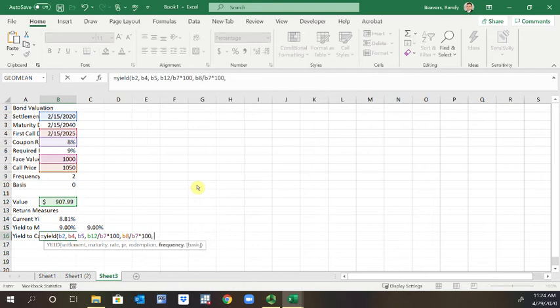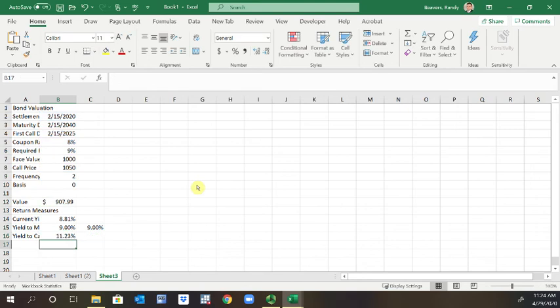So you can see how that changes because of the call price that you actually receive instead of the 1,000. Frequency is B9, still annual, and then B10 is the basis. So you'll get 11.23% as the yield to call.